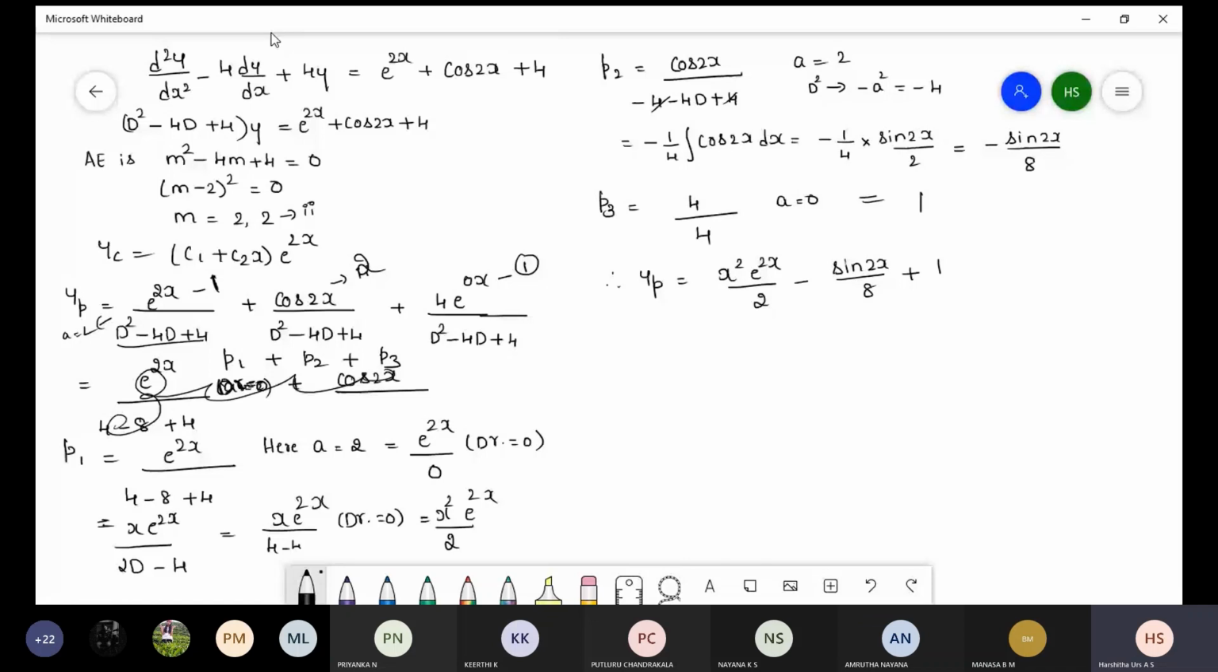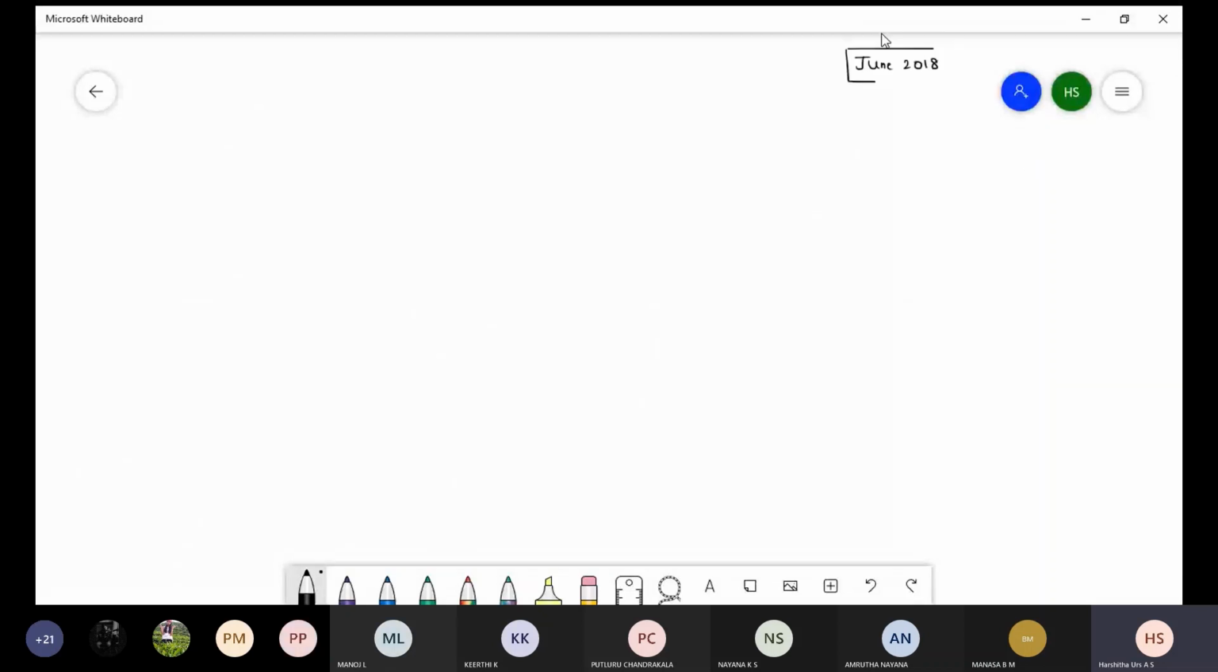Thus y is equal to yc plus yp. C1 plus C2x e power 2x. Yp is x square e power 2x divided by 2 minus sin 2x divided by 8 plus 1. This is the solution. So take down this problem.